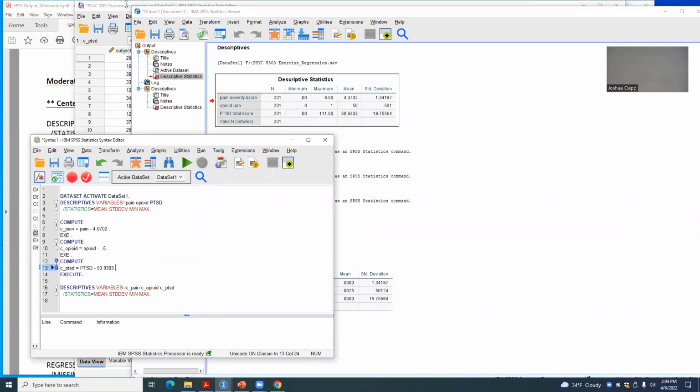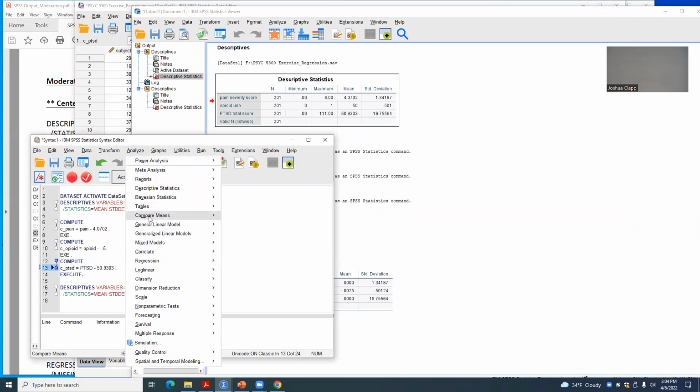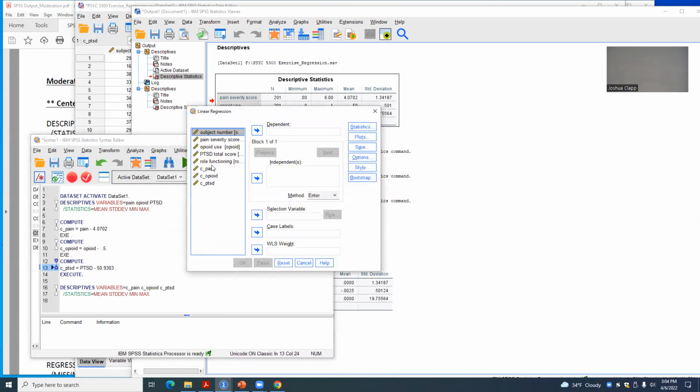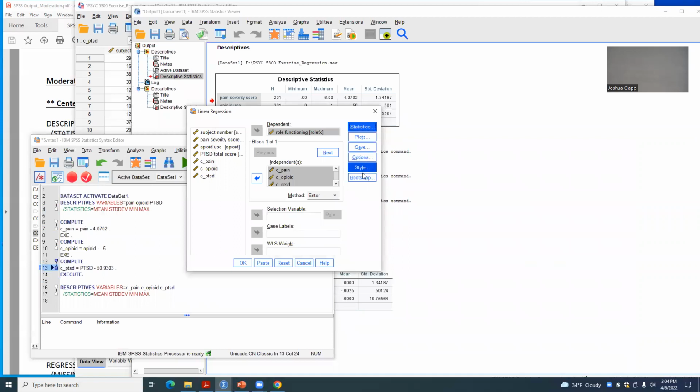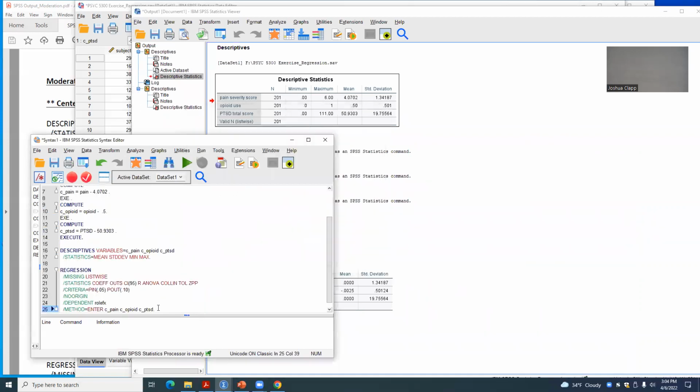So what I'm going to do now is go through analyze, regression, linear. And I'm going to look at role functioning as my outcome. Just for the heck of it, we'll look at centered pain, opiate, and PTSD on there. We'll ask for collinearity diagnostics, part and partial correlations. We'll ask for confidence intervals. We'll call that good. Okay.